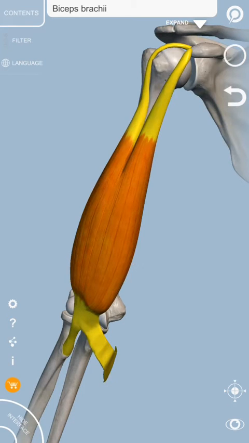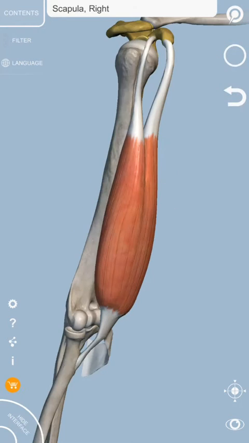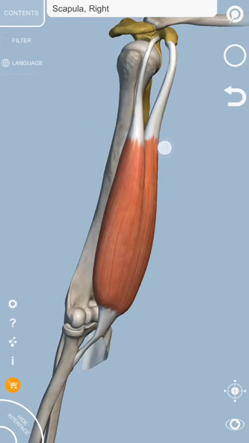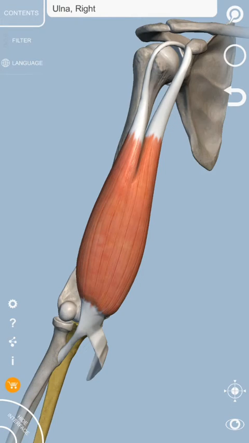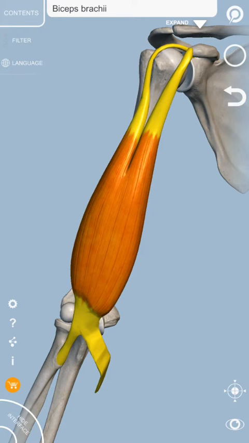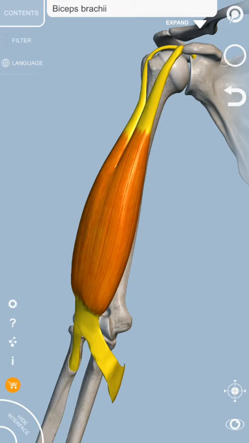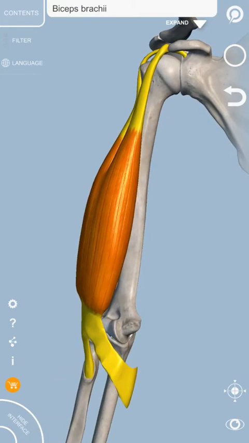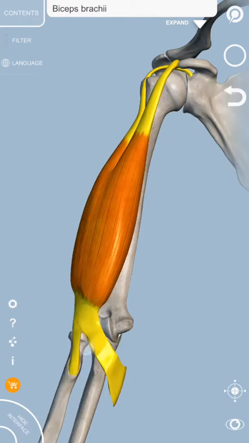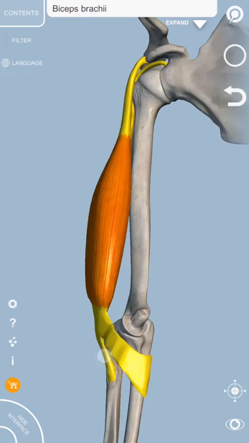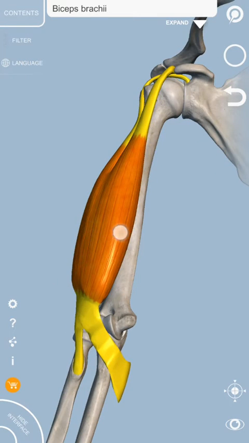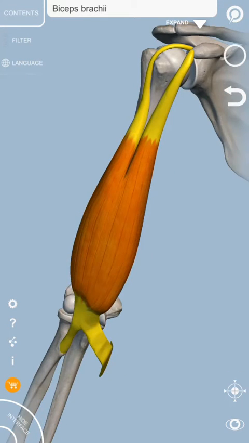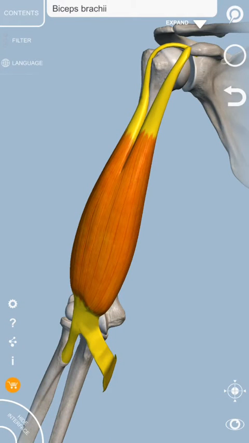So again, its origin is from the coracoid process, and the long head from the supraglenoid tubercle. These two heads unite together and get inserted into the radial tuberosity and, in the form of the bicipital aponeurosis, into the deep fascia of the forearm. This bicipital aponeurosis is nothing else but a flat tendon. Usually a tendon is rounded in shape. Whenever it gets flat, it is called an aponeurosis. That's the difference.